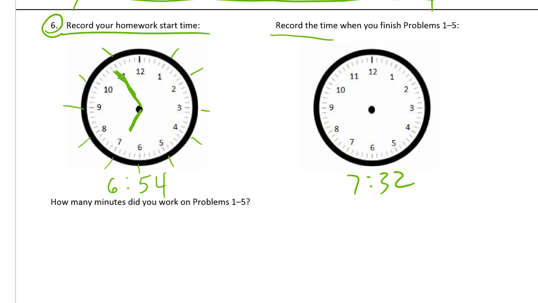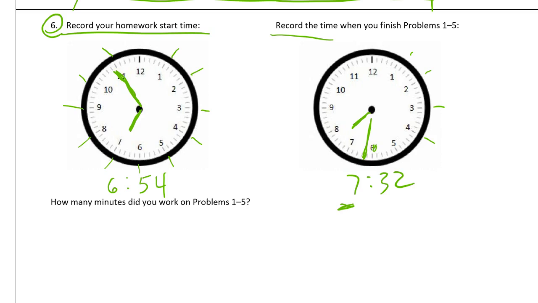And 7:32 is going to look like it's about halfway between 7 and 8, right? So that's a good place for the hour hand. That's the hour, right? That goes first. And 32 minutes, 5, 10, 15, 20, 25. This is 30. 31, 32 minutes would be right here.